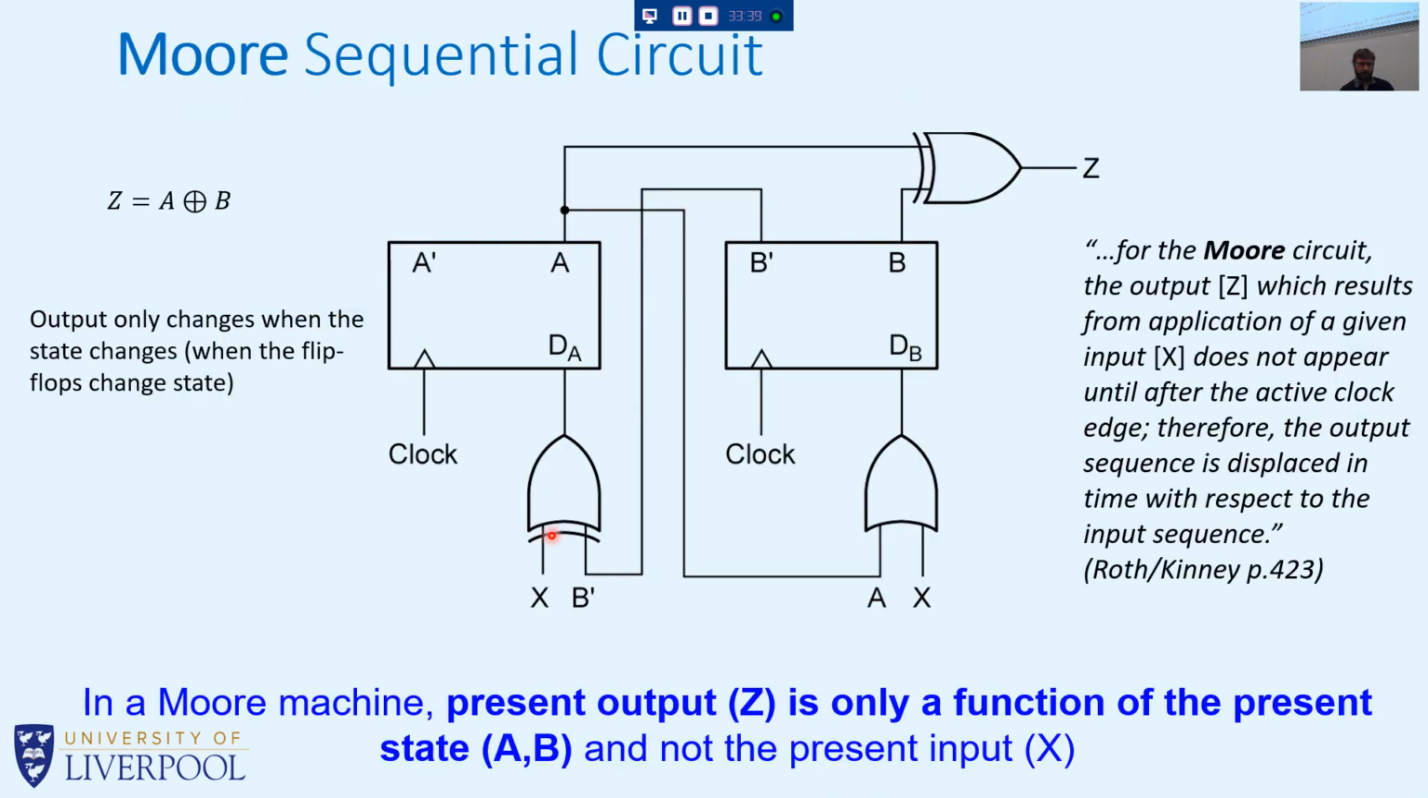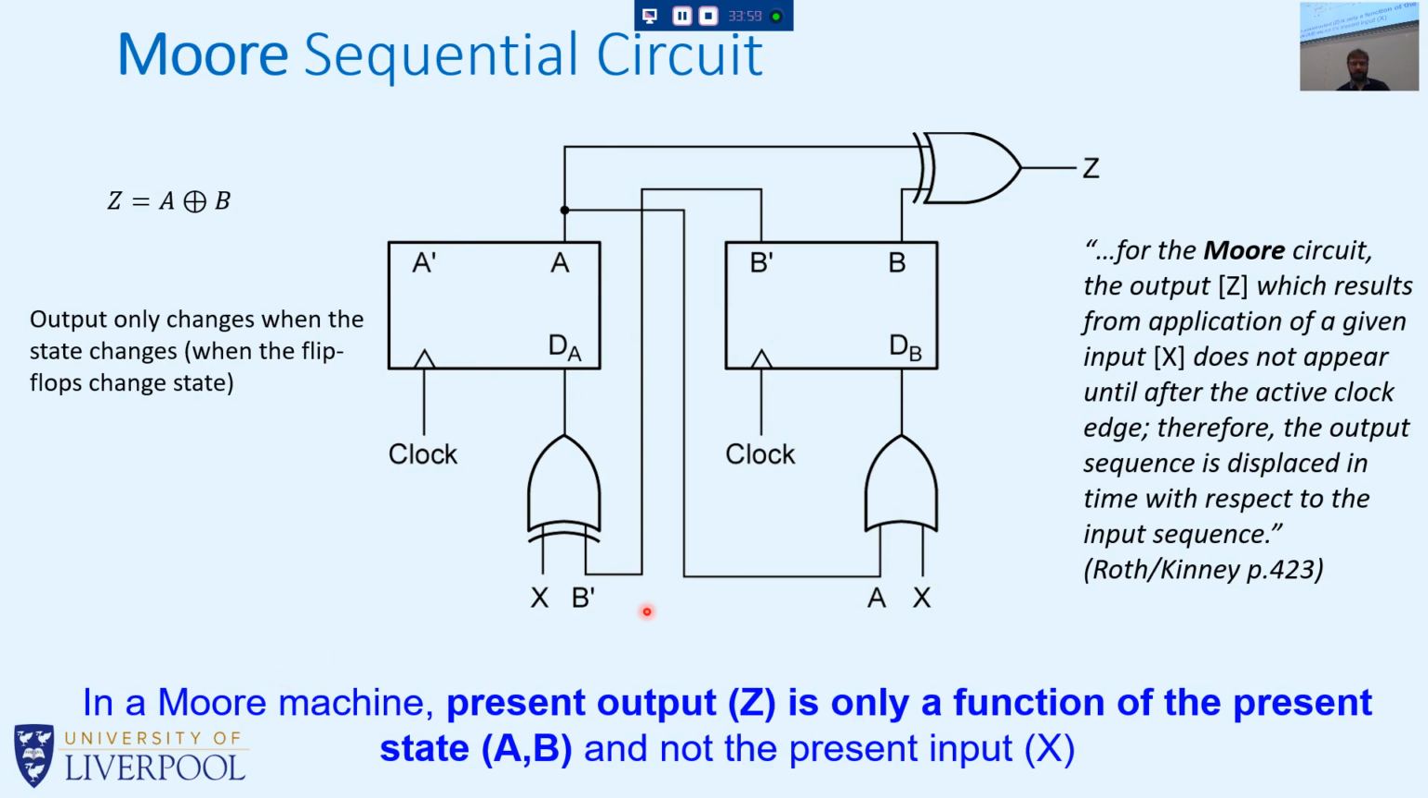Okay. So, this is another example of a more sequential circuit. The output only changes when the state changes. So here what we've done is very similar to our diagram that we opened the session with, but this time we've put our flip-flops on one side, right?